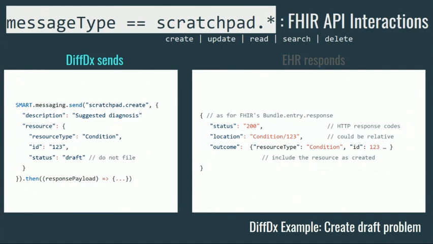So this is, again, something similar where we now have this scratchpad.create message type there, a little description that says what we're doing. And this time the resource is populated specifically because this is the resource that is going to be created in that scratchpad or pending or draft type state. In this case, because it was a create action, the EHR itself responds and says, I have now created this new resource. I'm going to call it 123, and here's the resource itself that I created with all of the different FHIR elements filled in there.